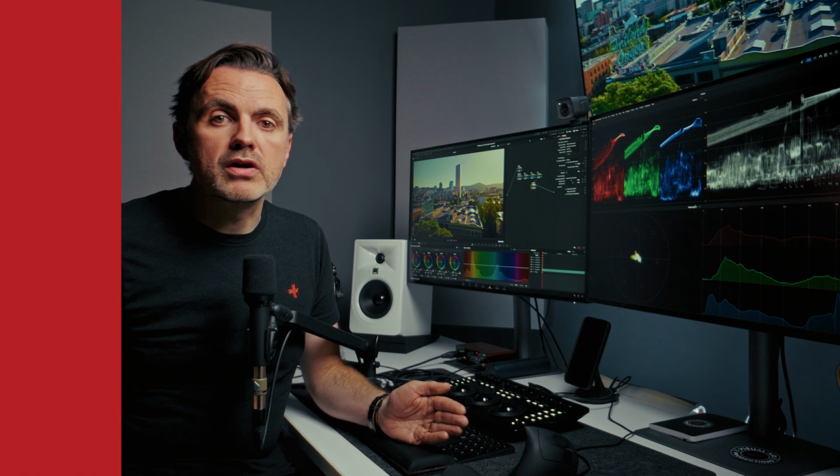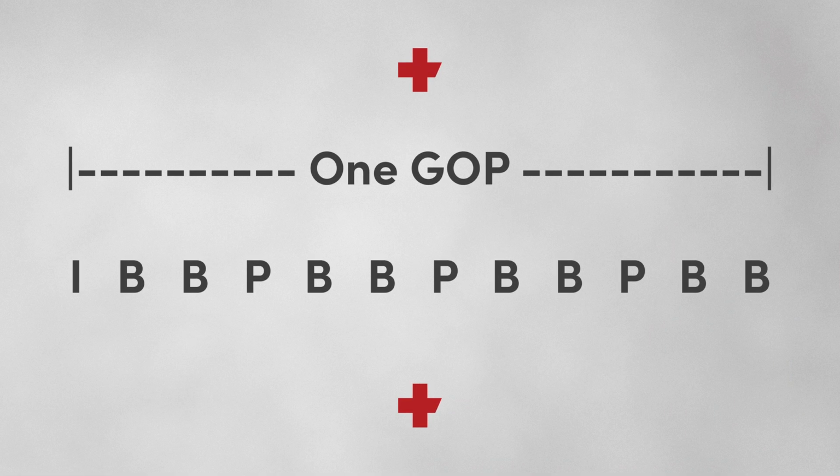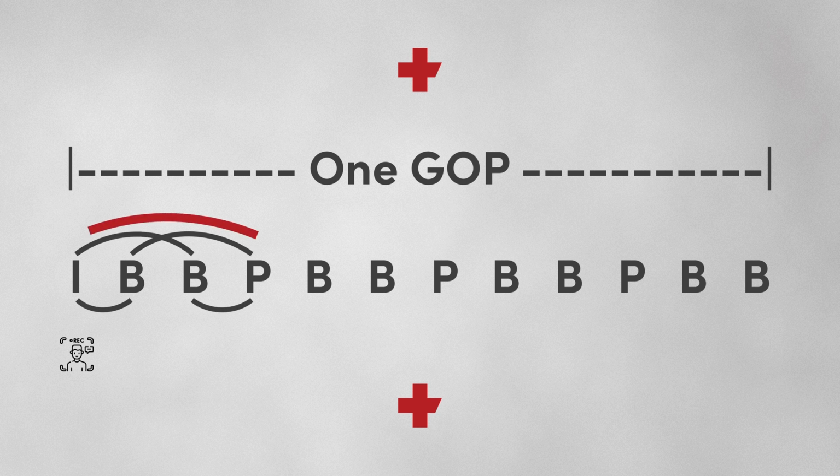Here's an example of how it works. Say you have a GOP or group of pictures that's 12 frames long. Frame 1 is a full I-frame, so a complete image. Frames 2 and 3 are B-frames, so they store the differences from frames 1 and 4. Frame 4 is a P-frame, so it stores the differences from frame 1. Frames 5 and 6 are B-frames, so they store the differences from frames 4 and 7. Frame 7 is a P-frame that stores the differences from frame 4, and so on and so on.